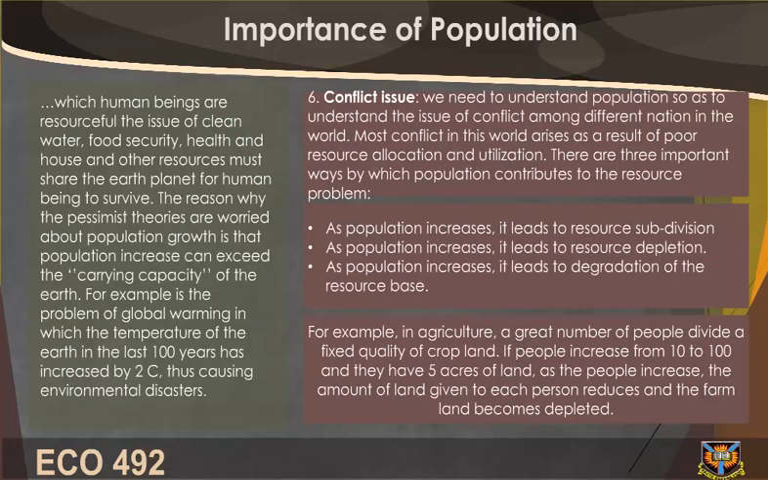Human beings are resourceful. The issues of clean water, food security, health, housing and other resources must be shared on planet Earth for human beings to survive. The reason the pessimist theories are worried about population growth is that population increase can exceed the carrying capacity of the earth. For example, there is the problem of global warming, in which the temperature of the earth in the last 100 years has increased by 2 degrees centigrade, thus causing environmental disasters.